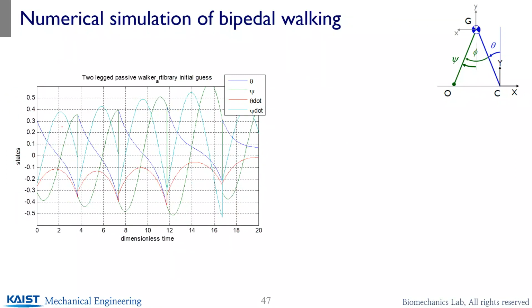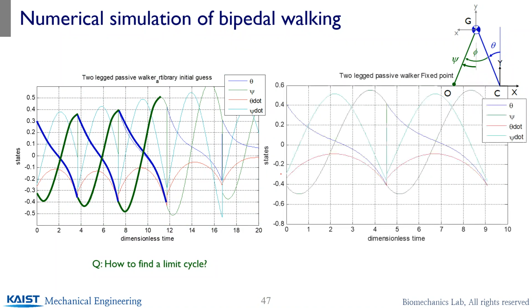Okay, so this is a sample simulation. What do you see? This seems unstable, failing to find a repeated limit cycle. Your stance leg is depicted as a blue line and the swing leg as a green line, and they keep repeating, but not at the same value, not converging, right? So how do you find a limit cycle? Well, for this, trial and error. Just try different initial conditions until you find one.